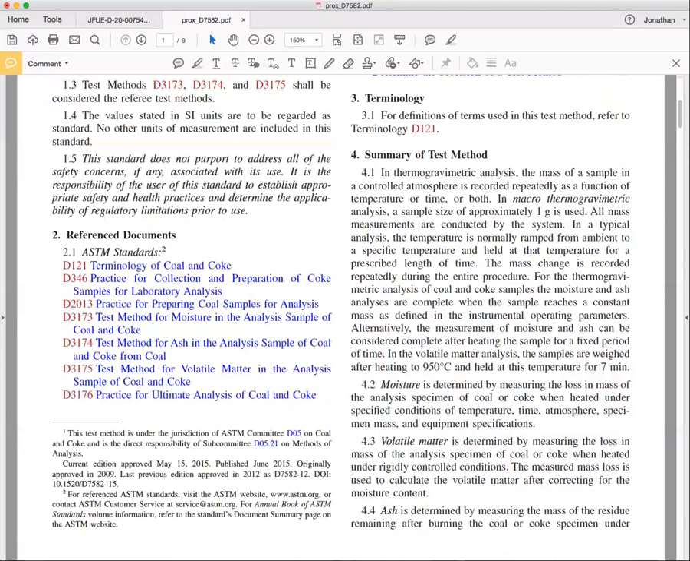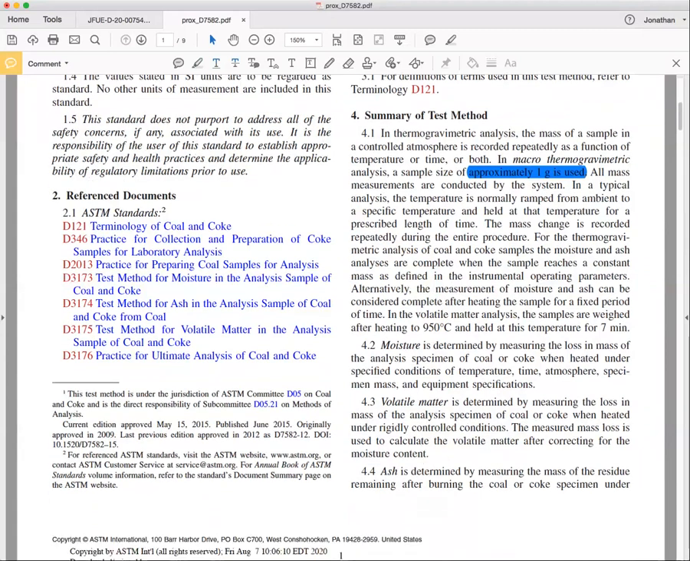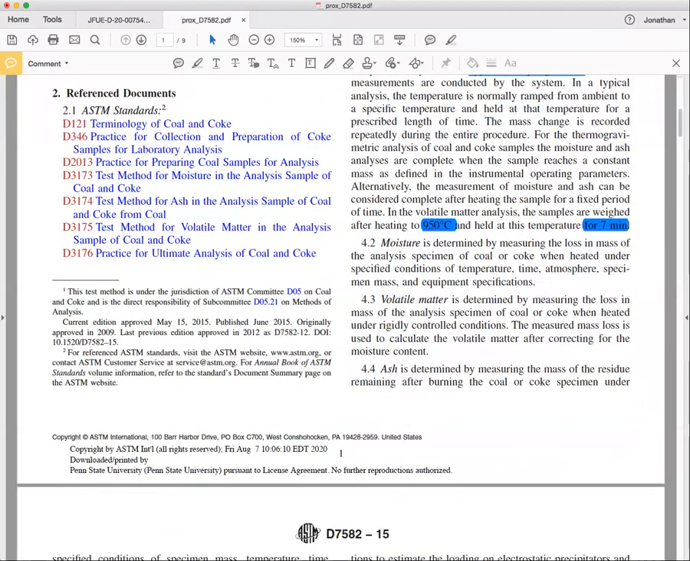The summary of the test method is reasonable. It tells you that it goes through. What I'm getting out of looking at this is that we're using approximately 1 gram, and that the volatile is determined after heating to 950°C. And that particular duration is for 7 minutes. This is quite historic for these particular assignments. Still being utilized, however.